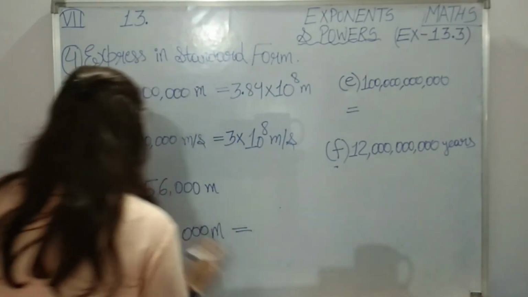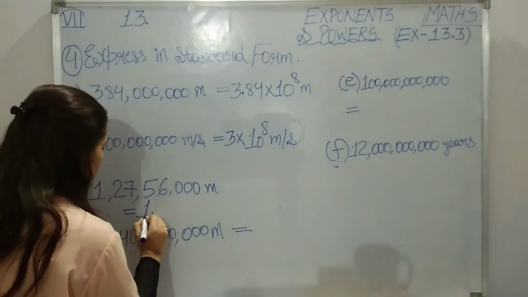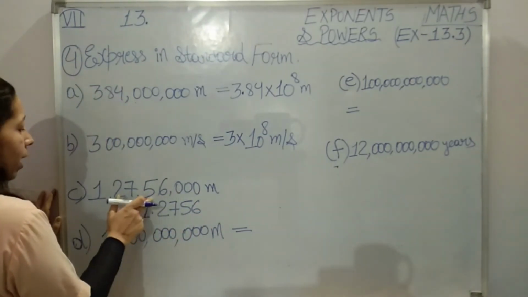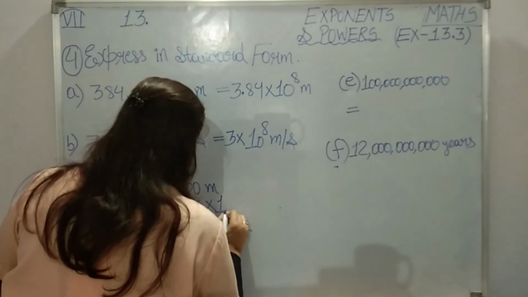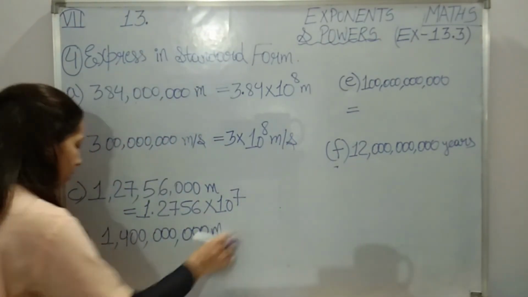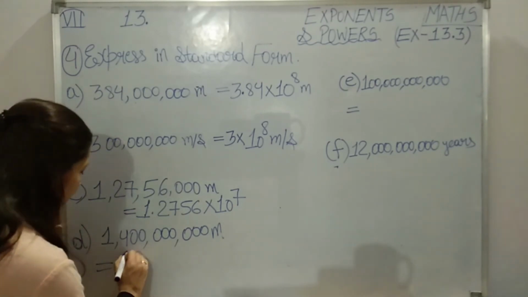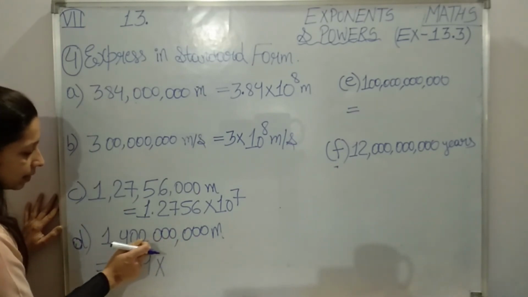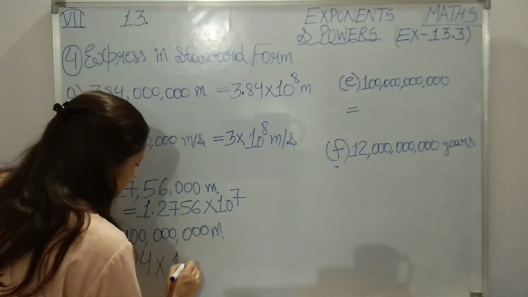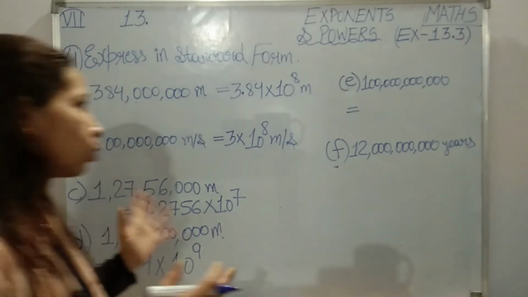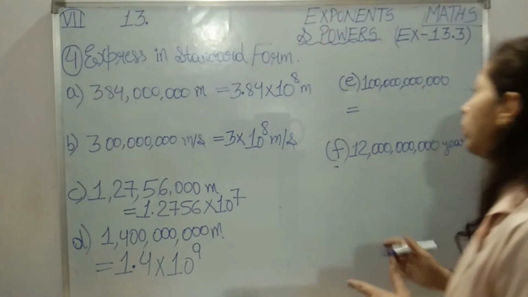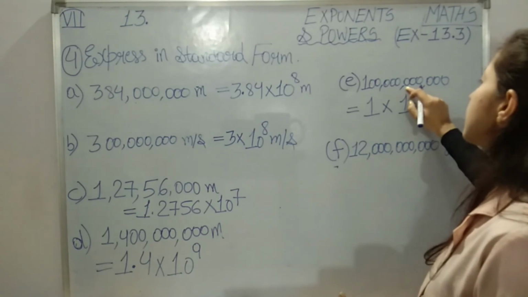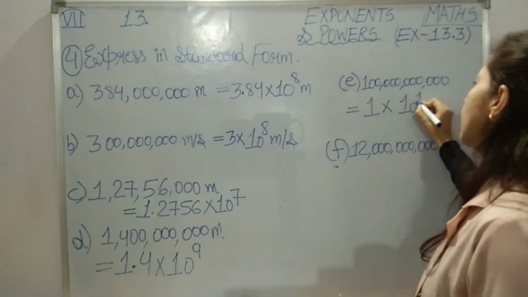So our final answer will be 1.7256, again 1, 2, 3, 4, 5, 6, 7 places it will jump, 10 raised to the power 7. Okay, last number, same thing, 1.4 into, let us count, 1, 2, 3, 4, 5, 6, 7, 8, 9, 10 raised to the power 9. Now I have explained from my side, students. Now I am simply writing the answer as it is already clear to you. Now here 1 into 10 raised to the power 1, 2, 3, 4, 5, 6, 7, 8, 9, 10, 11. 10 raised to the power 11.